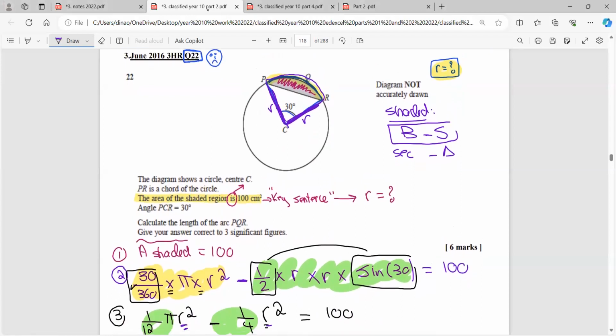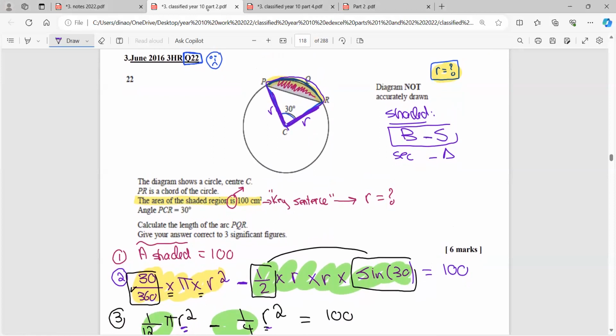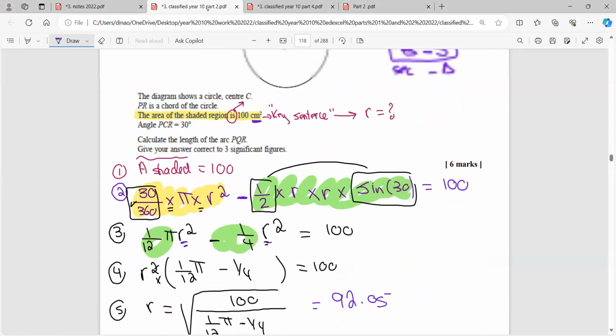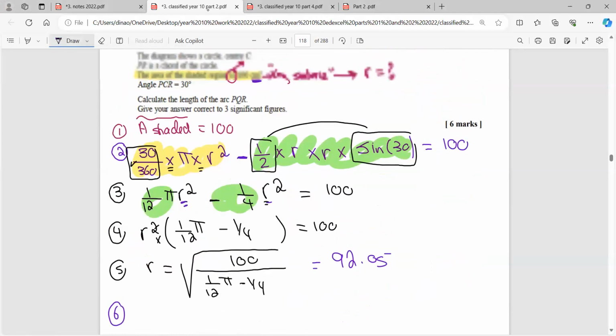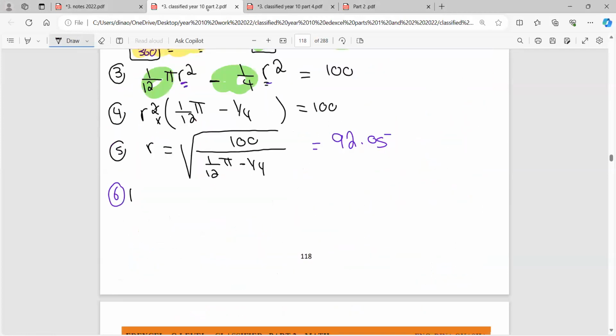Okay, here we said 30 over 360 times pi r squared. Now let's check that the units are centimeters squared here. Okay, half times r times sine 30. Yes, the calculations are correct. So now, since I have the radius in question number 6, I am going to do what is required from me, which is the length of this arc over here. The length of the arc. And actually this is the final answer.